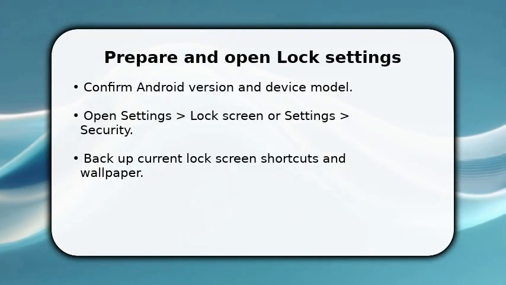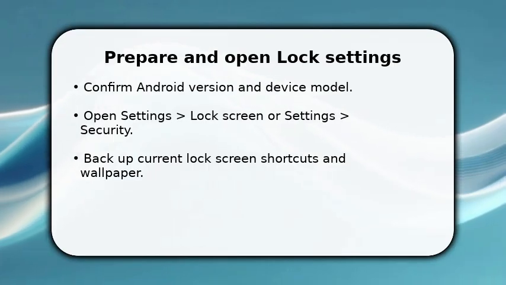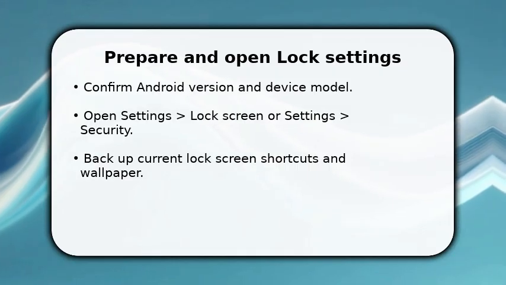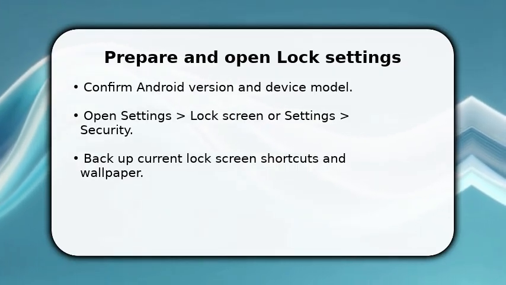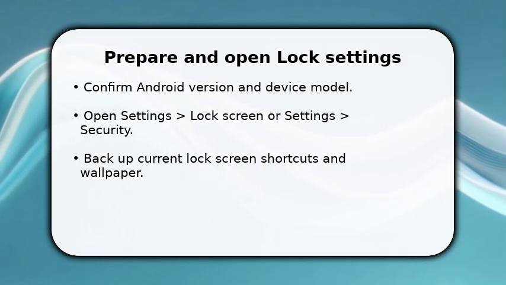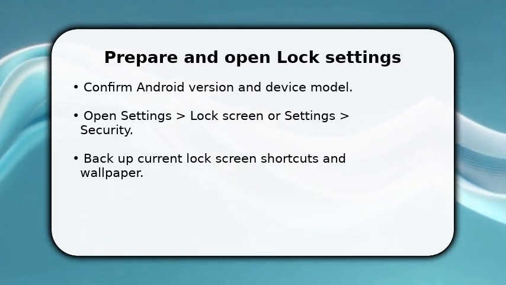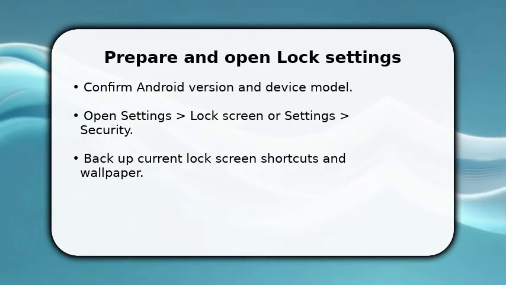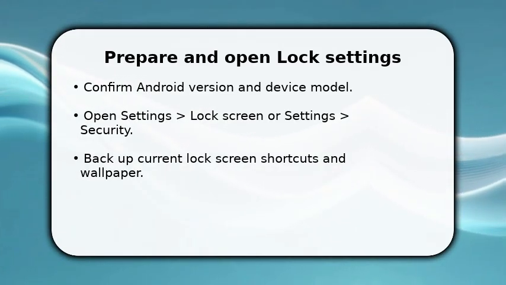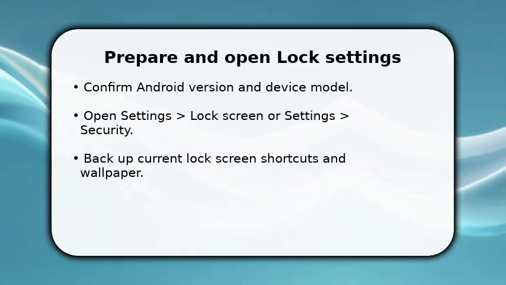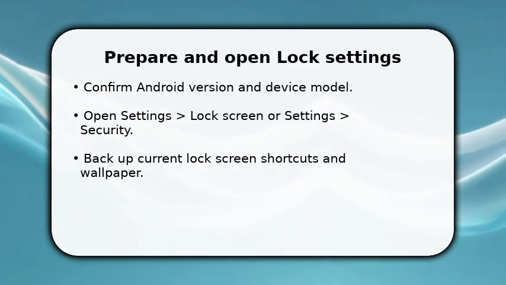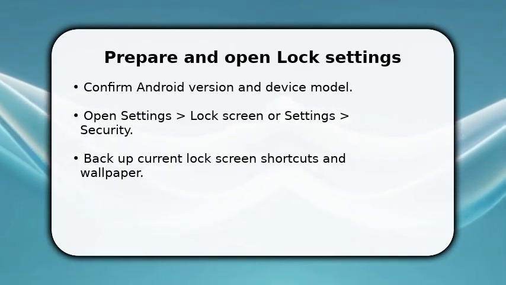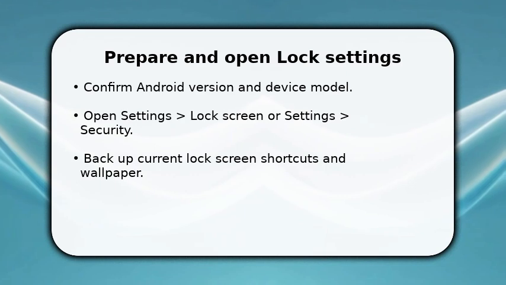You start by confirming your Android version and model so options line up. Once done, open Settings and tap Lock Screen or Security, depending on your OEM skin. You need a secure lock method enabled before advanced changes, so set a PIN, pattern, or password if not present. Make a quick backup of the existing wallpaper and any custom shortcuts to Gallery or Files, because tweaks can overwrite them. This initial setup prevents lost data and reveals the menus you'll use next.